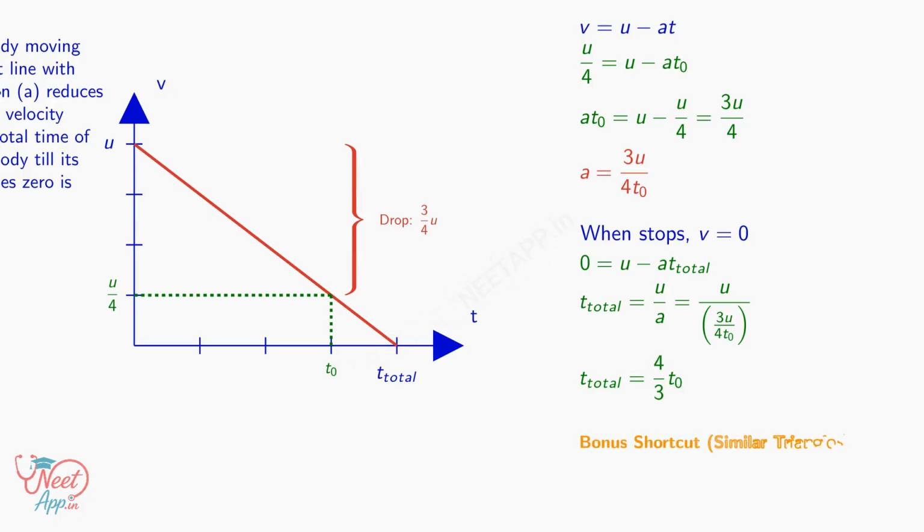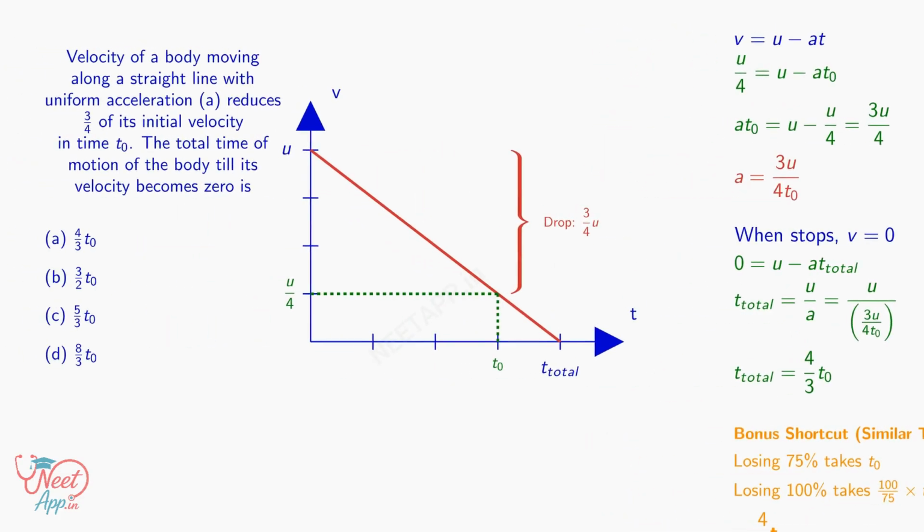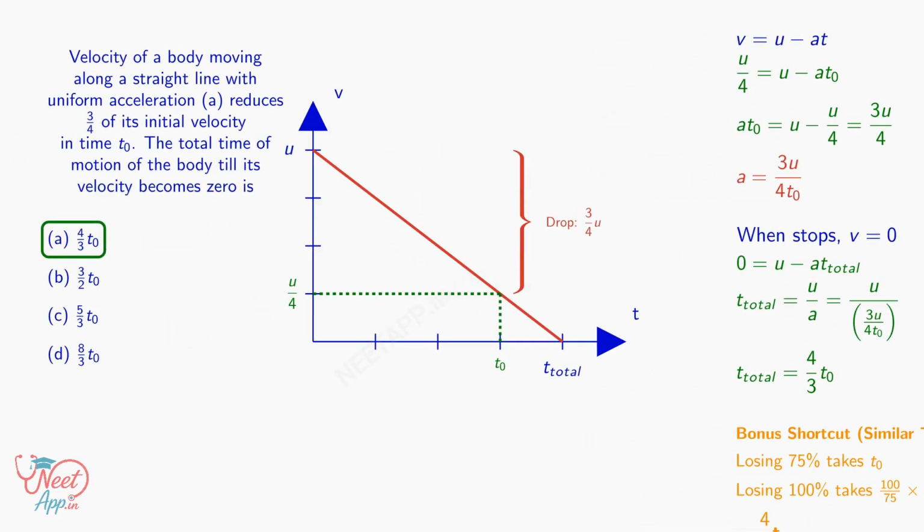Want to solve this in 5 seconds without algebra? Look at the graph. Losing 75% of the velocity takes time t0. Since it's a straight line, losing 100% of the velocity to stop completely will just take 100 over 75 times t0, which simplifies instantly to 4/3 t0.